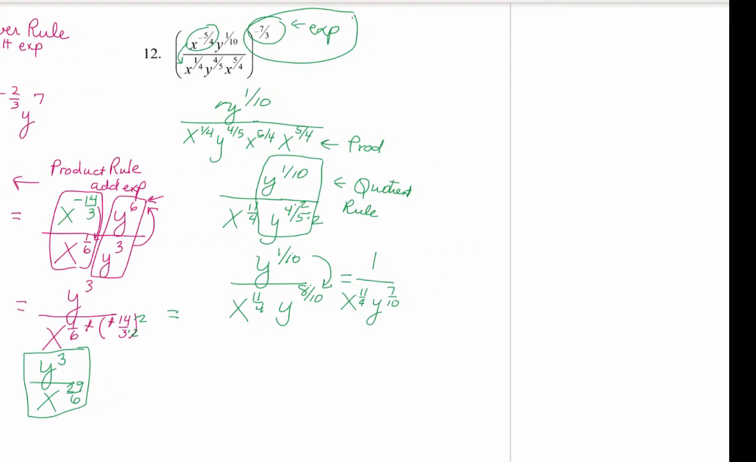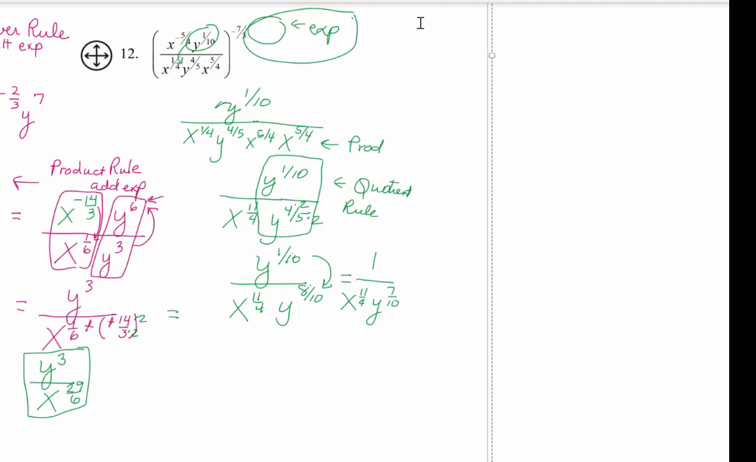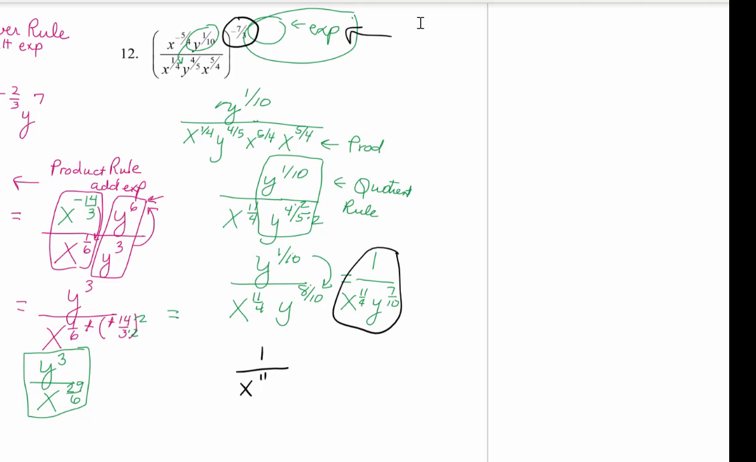Okay, so I almost forgot. Actually, I did forget, and then I had to come back and do the rest of the video. That we had this exponent up here. Remember that? Oh, oops. So remember this exponent, the negative 7/3. So we have to take our answer, which is 1 over x to the 11/4 y to the 7/10, and raise it to the negative 7/3.